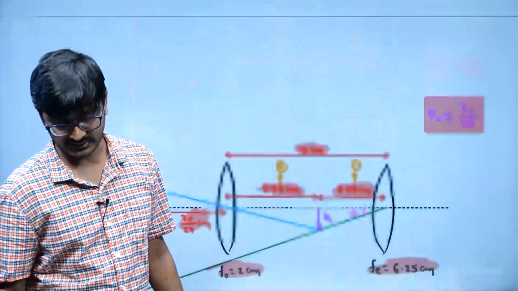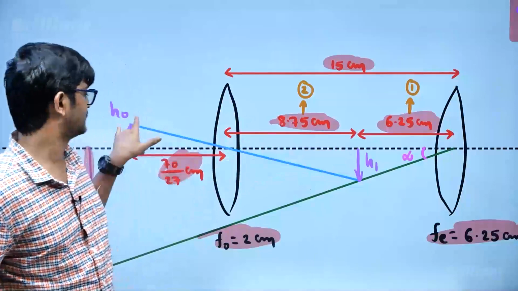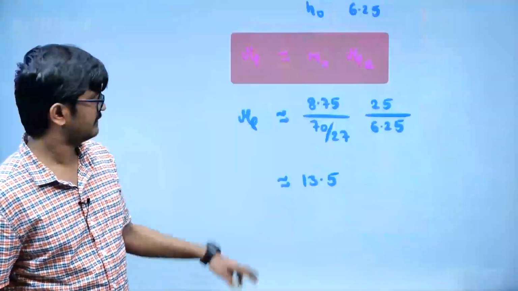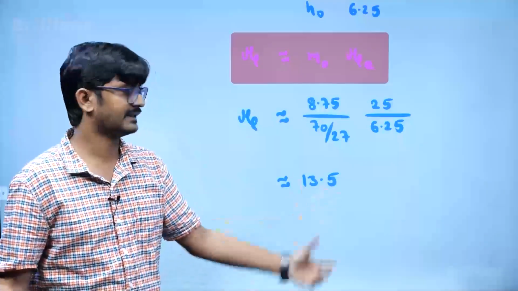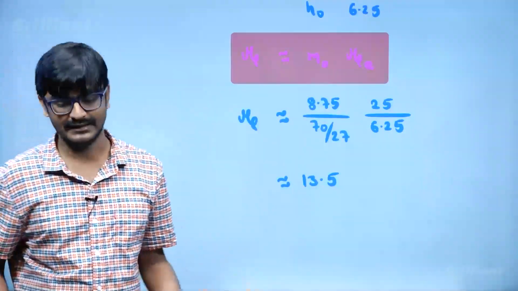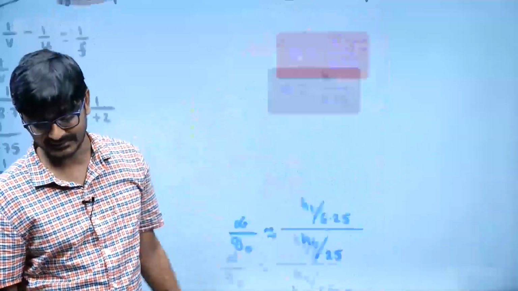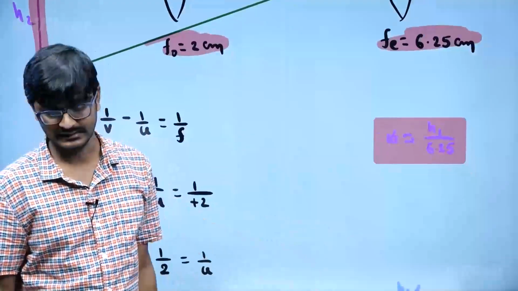Now again, h1 by h naught, how can you find it? Either you can take similar triangles, or you can say h1 by h naught is nothing but 8.75 by this thing, into 25 by 6.25, which is 13.5. So what is the angle subtended? It is 13.5 times more than the angle subtended with the naked eye.